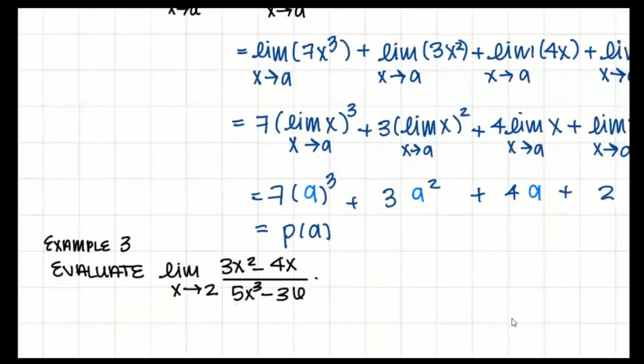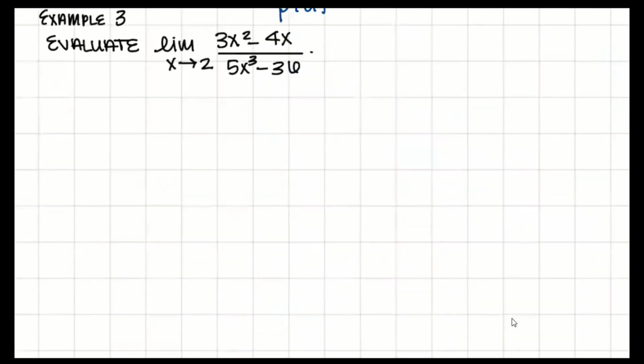So finally, let's work on example 3. And here we've already proved our limit laws. So why don't we just use theorem 2.4 for limits of rational functions, to just plug and chug. So I'm going to just plug in my value 2.